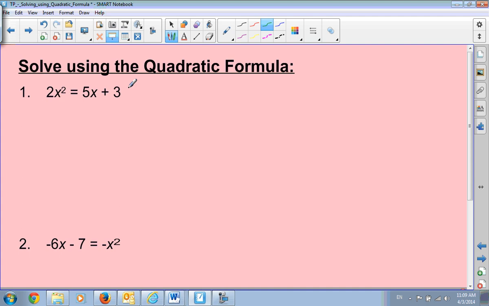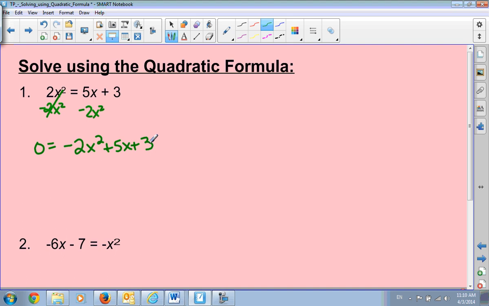First things first, before we do anything, we need to get this in standard form, right? It doesn't matter if you want to move the 2x to this side or if you want to move the 5x and the 3 to the left side. What do you guys want to do? Okay, so we're going to subtract 2x squared from both sides, because we want it to equal 0, because what we're searching for is the zeros. So we have negative 2x squared plus 5x plus 3.